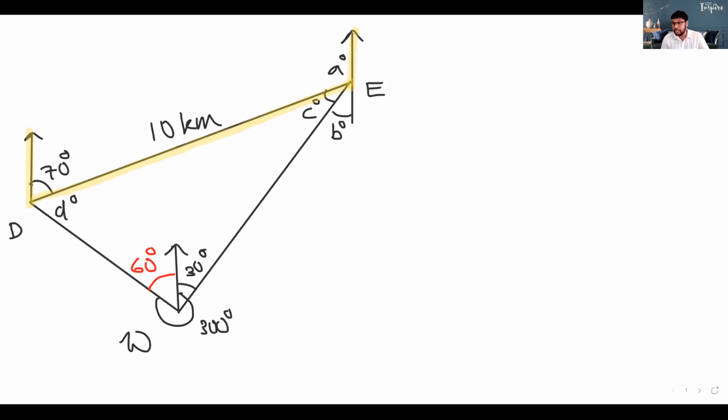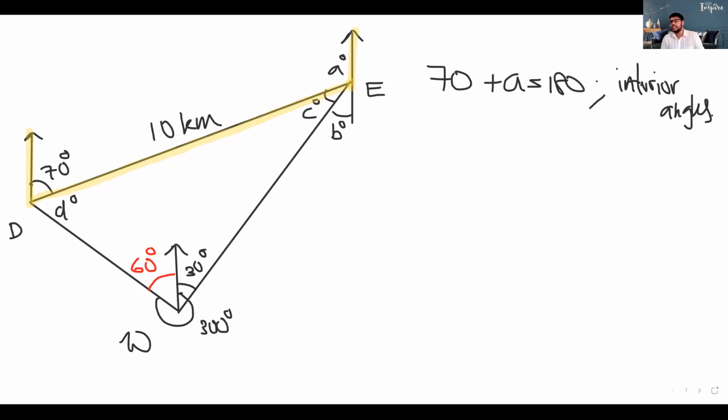Nimtaka had sent me the correct explanation as well. 70 plus A should be 180, and the reason is interior angles. Then, children, you get A is equal to 110 degrees.